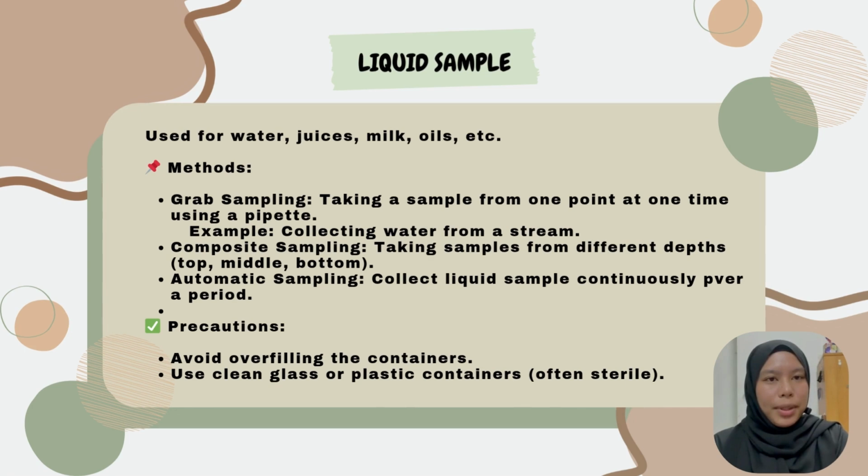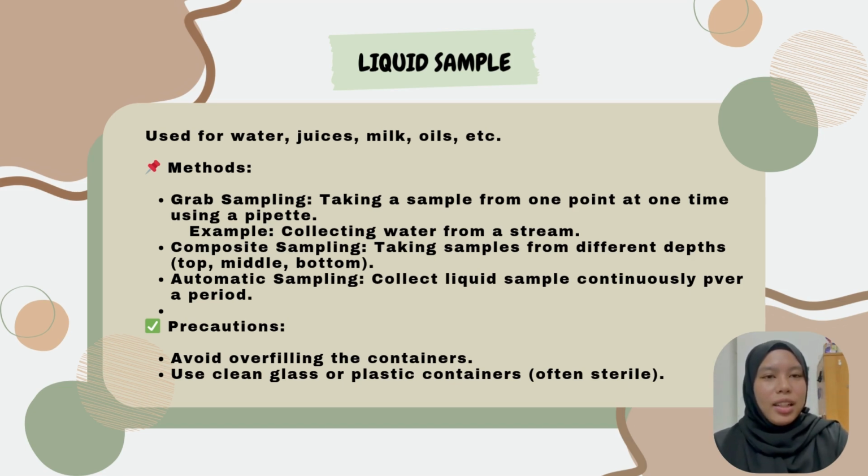Next is liquid sampling that we mostly use for water, juice, milk, and oil. The methods that we use in these sampling techniques, the first one is grab sampling, where a single sample is taken using a pipette, dipper, or bottle. This method works well for small containers and well-mixed liquid.